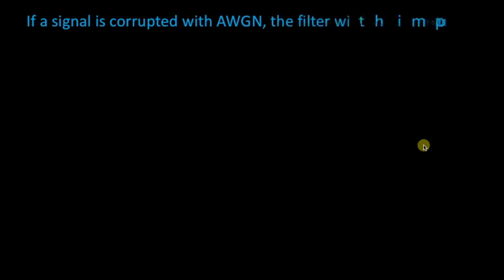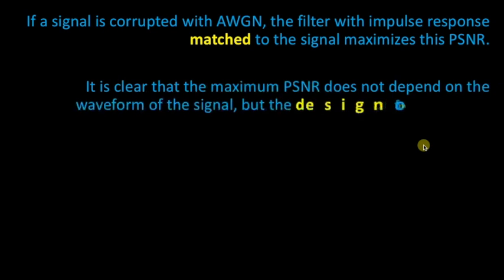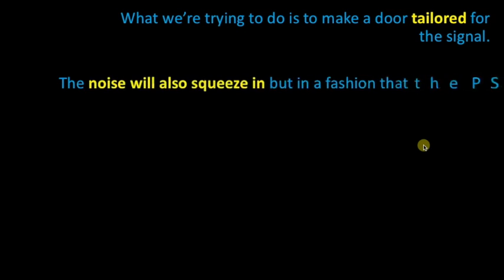If a signal is corrupted with AWGN, the filter with impulse response matched to the signal maximizes this PSNR. It is clear that the maximum PSNR does not depend on the waveform of the signal, but the design of a matched filter is dependent on the pulse shape, because if you can remember, the matched filter is simply the signal itself that is folded and shifted. Therefore, we are dependent on the pulse shape of our given signal. What we're trying to do is to make a door tailored for the signal. The noise will also squeeze in, but in a fashion that the PSNR is maximized.